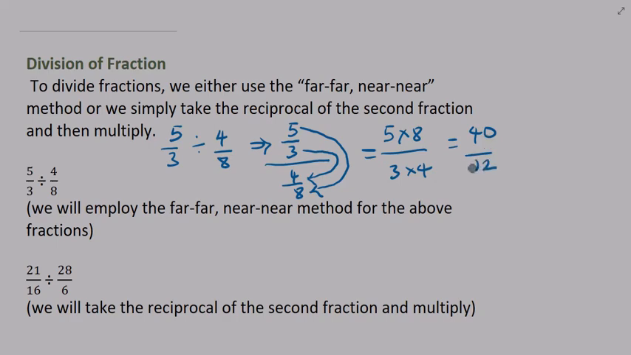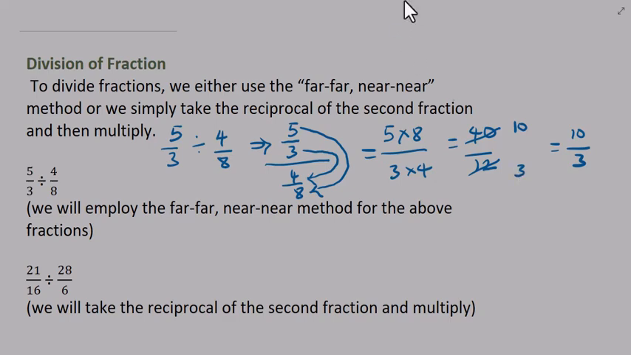So let's reduce this fraction by looking for a value that can divide both the numerator and denominator without a remainder. 4 can go. So 4 into 40 is 10 and 4 into 12 is 3. So we have 10 over 3 as our final answer in reduced form. Let's still solve this question using the other method and see if we have the same answer.